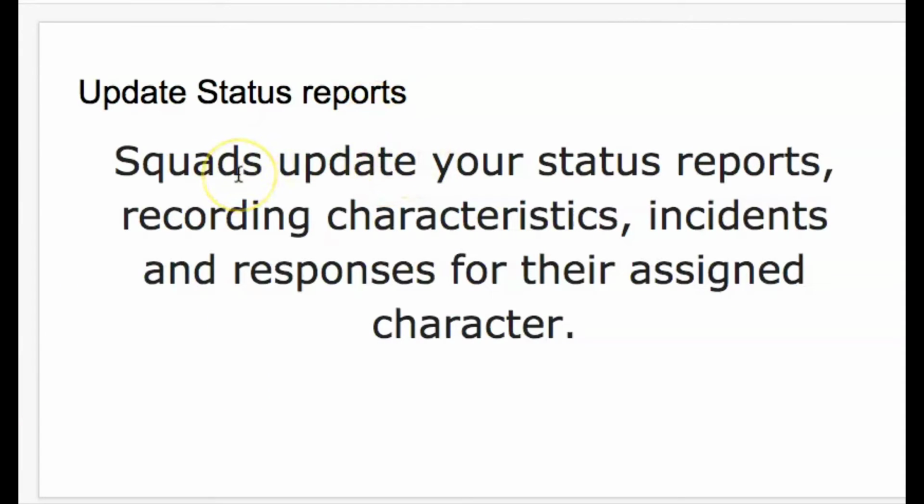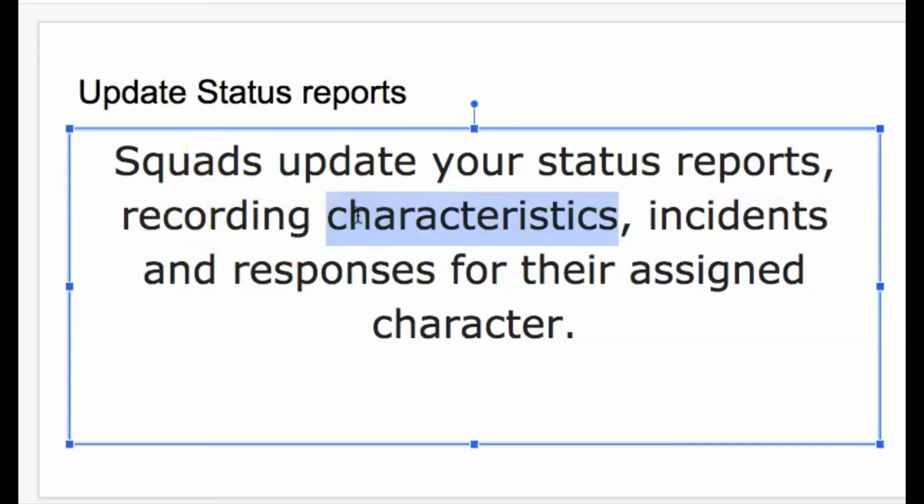Then we want to update our status report. By now we should have read up to Chapter 4, and we're going to be reading Chapter 5 today. So in your status reports, you should be recording those characteristics of characters that you have been engaging with in the text, any new incidences or things that have happened to the characters and how they have responded.